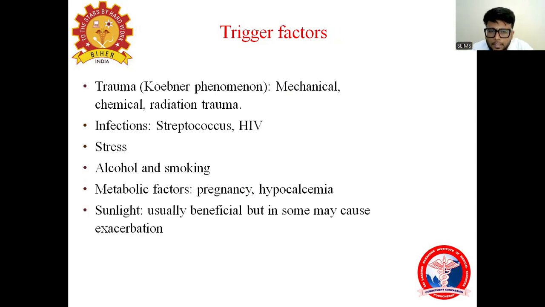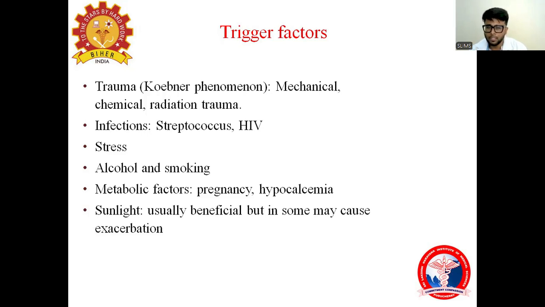So, what are the triggering factors? The first one is trauma, called the Koebner phenomenon. What is the Koebner phenomenon? It is the occurrence of new lesions at the site of trauma, mechanical stress, chemical or radiation trauma, etc. There are different types of Koebner phenomenon: true Koebner, which is seen in infections, and false Koebner and reverse Koebner, which is seen in granuloma and several kinds of infections like Streptococcus and HIV. It mainly triggers guttate psoriasis, which I will explain later.